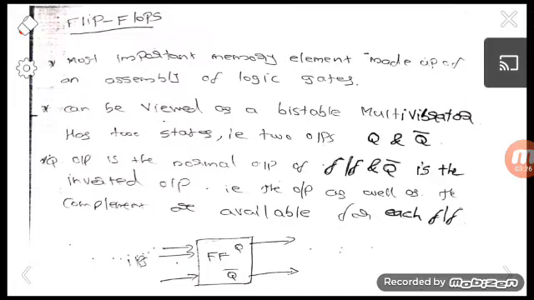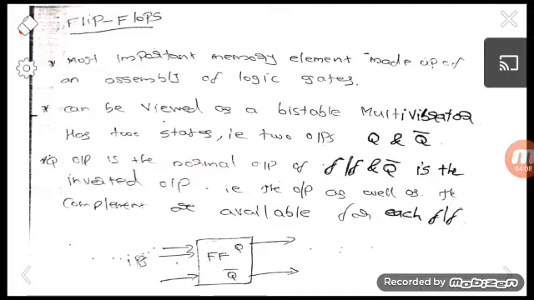Q bar is entirely opposite of Q. That is, if you give an input, the flip-flop will give two outputs, Q and Q bar, entirely opposite outputs. The representation of a flip-flop is like that. Normally a flip-flop will have two inputs, a clock pulse, and two outputs, Q and Q bar. The flip-flops using the clock signal are called clocked flip-flops.